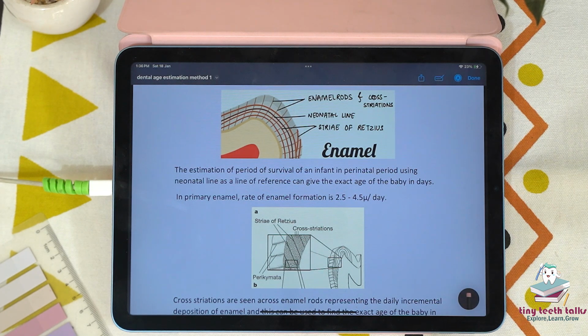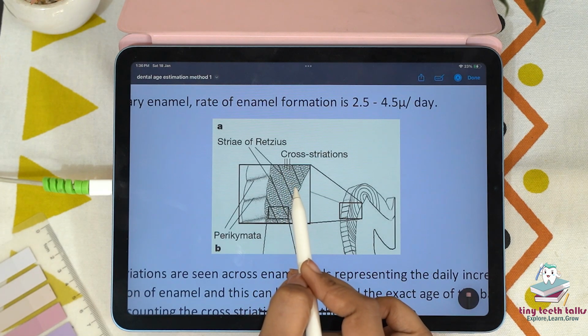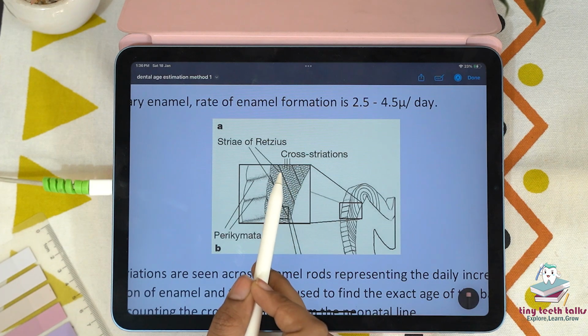So the teeth grow a tiny bit every day, creating lines called the cross striations. This is the cross striation. By counting these lines from the neonatal line, we can find out the baby's age in days. This is the neonatal line, and from this, we count the striations.